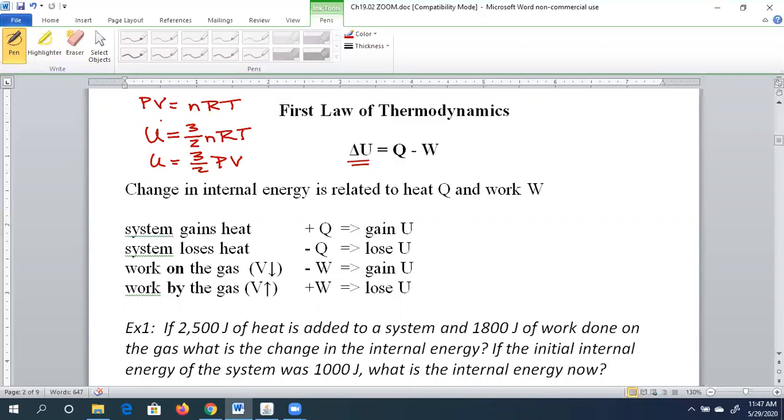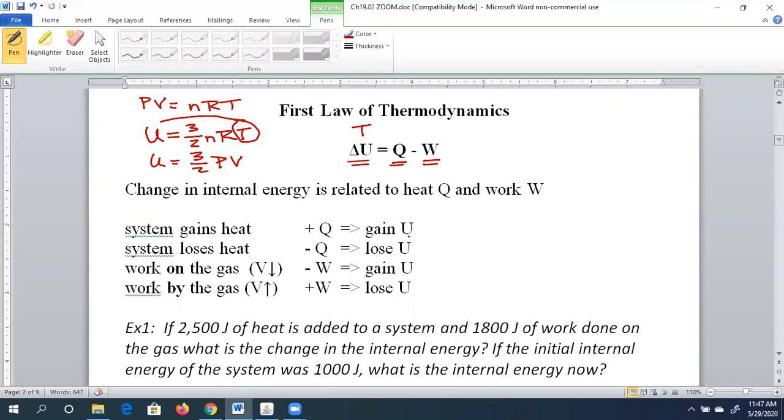So I like to think of U being directly related to the temperature. If we know the number of moles, we can calculate the temperature. The higher the temperature, the more internal thermal energy we have. So if we want to change temperature, there's a couple of ways we can do it. The first law says that one way you can do it is by adding or releasing heat, gaining or losing heat. The other way we can do it is by doing actual mechanical work on the system.